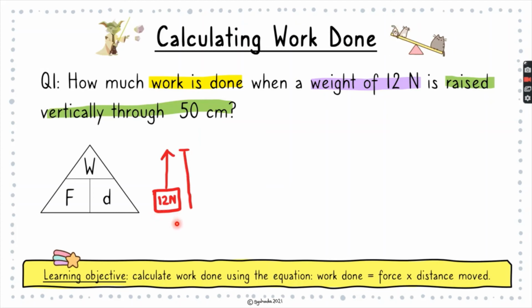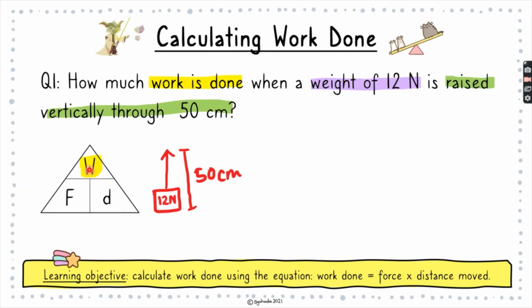So if I draw this, it'll look something like this. So you have a box that's 12 Newton. So that is the weight of that object. And you're trying to lift it up and lift it vertically by 50 centimeters. So what we're looking for here is work done. So how do we calculate work done? You can use this triangle to remember. So if you draw this triangle, you put W at the top, force at the side, and distance at the other side.